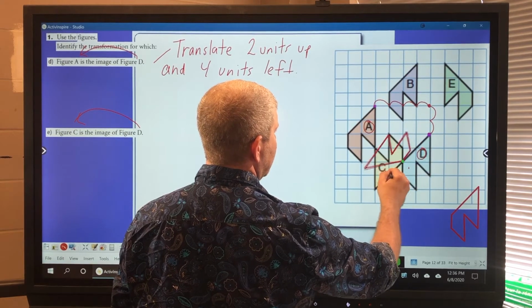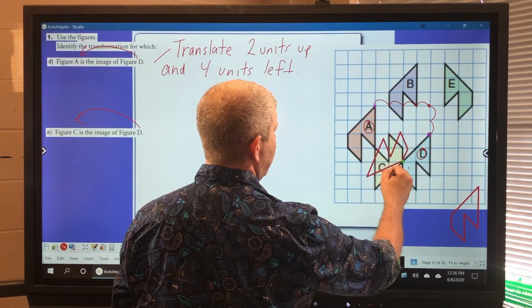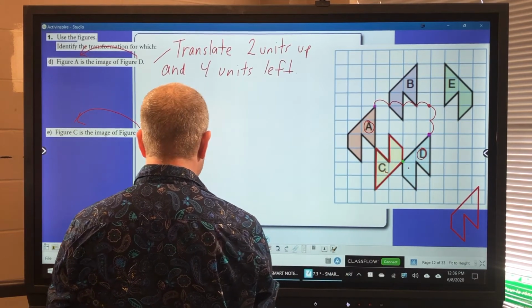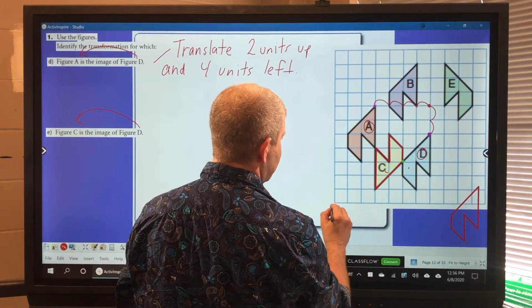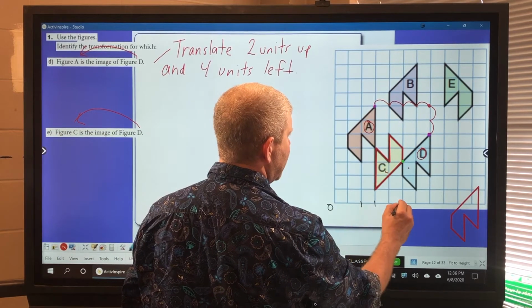Let's see if that works. That seems to work. So this point right between them works. So I'm going to actually give that point a name. This is 0, this is 2, 4, 6, so this is 6.